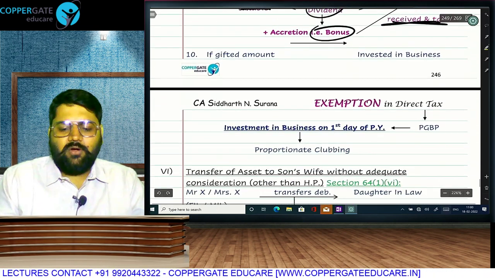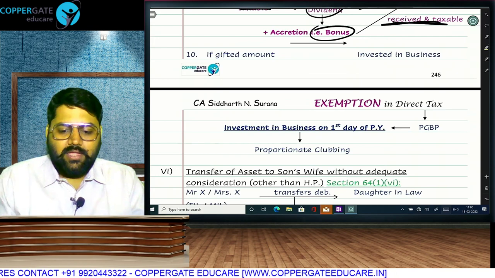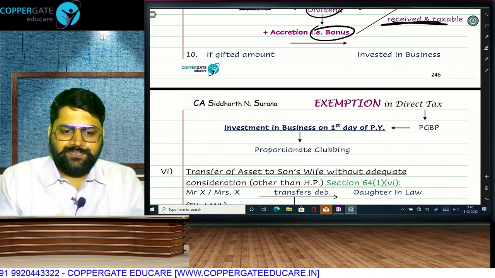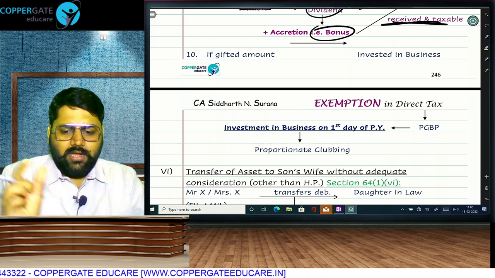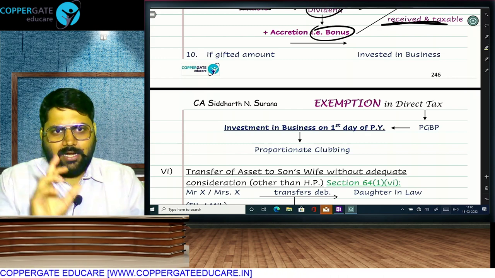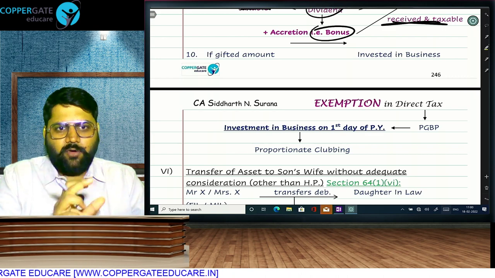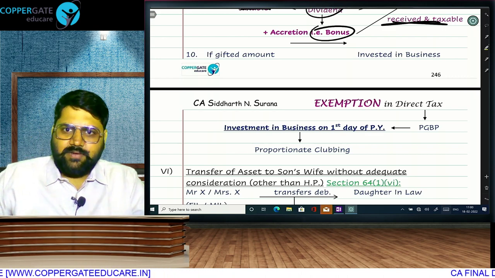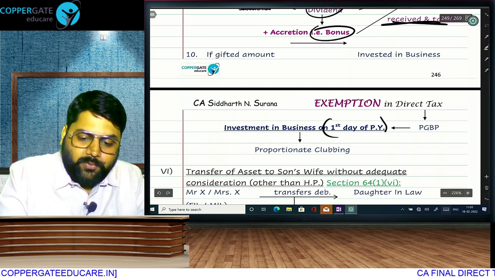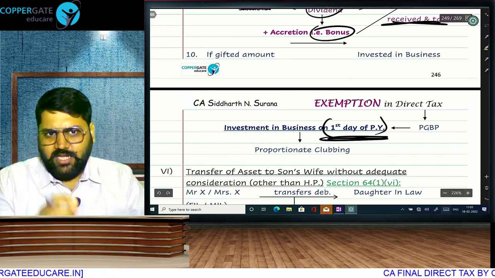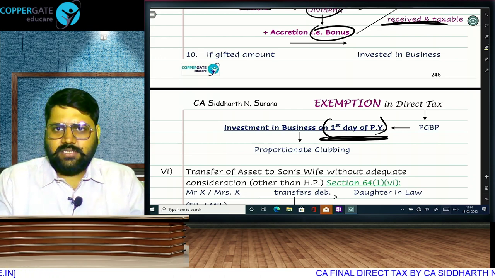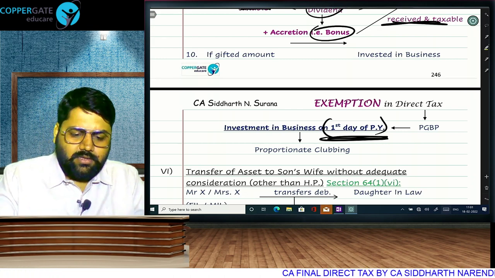And if the gifted amount is invested, if the gift is of rupees and she invests in business, what we will do is find out the total investment in the business. In that, what is the husband's proportion? In that proportion, we will apply the clubbing on the profit. So take the profit into husband's investment divided by total investment in business, that much will be clubbed. But this is very important, you check on the first day of the year. If the husband has given the gift in the middle of the year, then it will not be taken into consideration for that particular year.